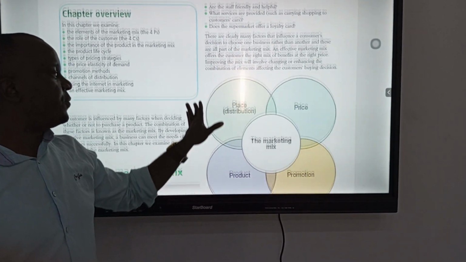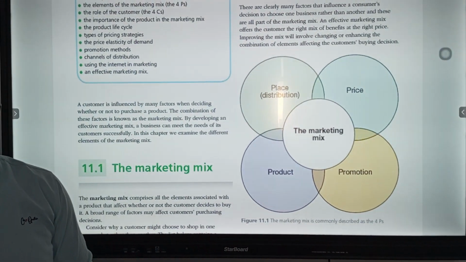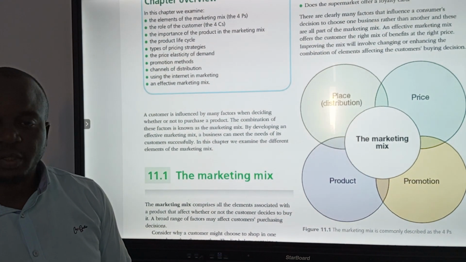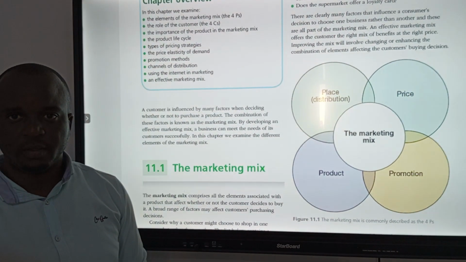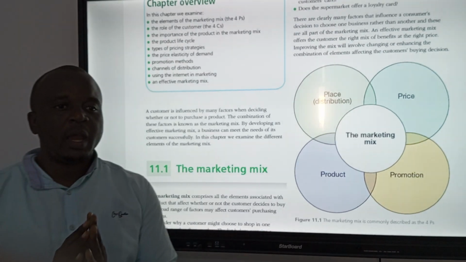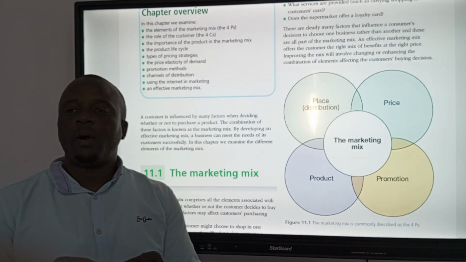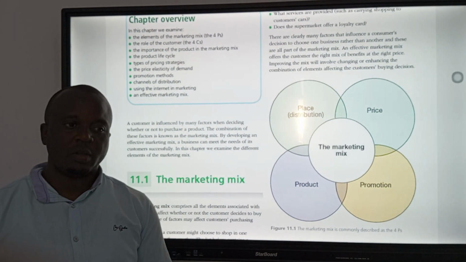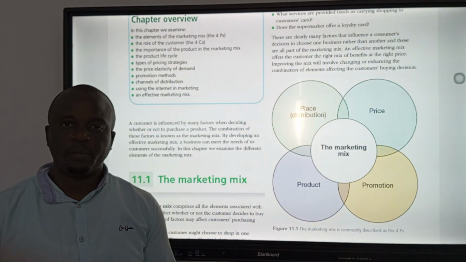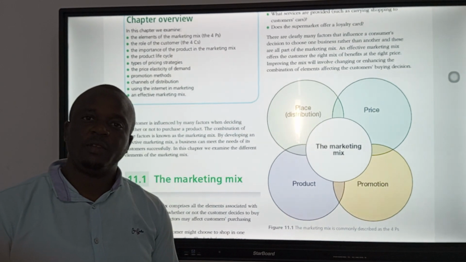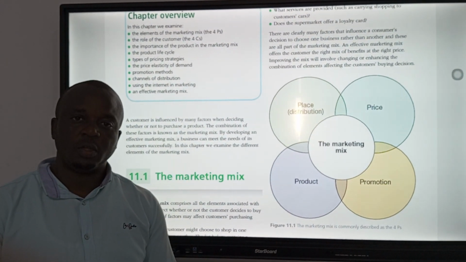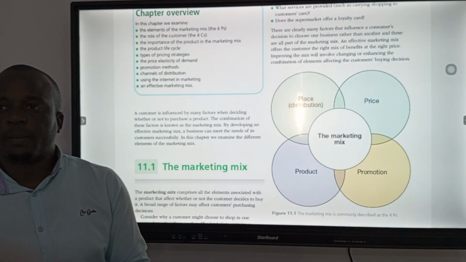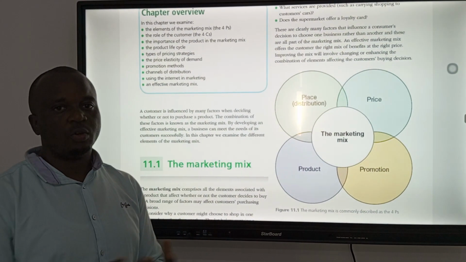The 4 P's stand for the product, the place of distribution, the promotion, and the price. So whenever you hear about the 4 P's of the marketing mix, you should know that it's talking about the place of distribution of the product, the nature of the product, the promotion, and the price of the product. These are the factors that can either make people consider consuming the product or not.